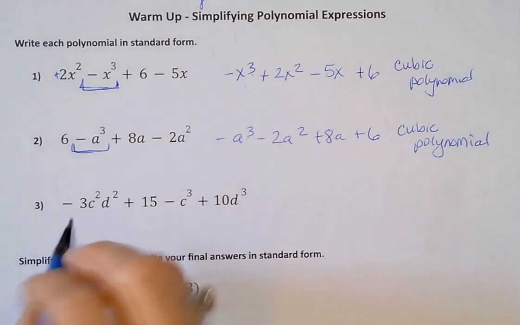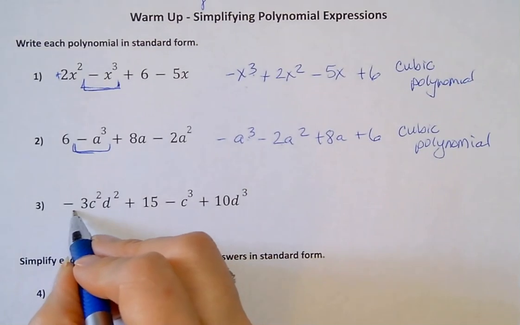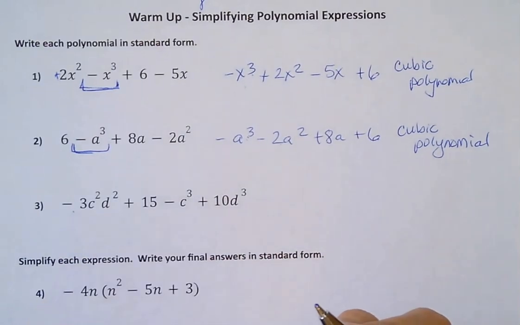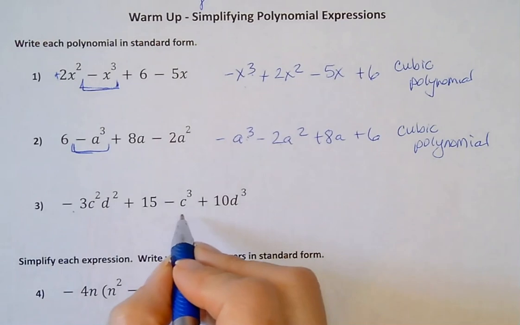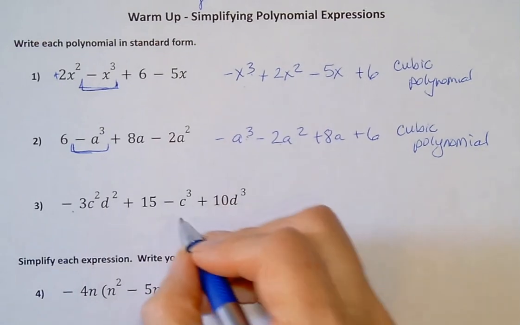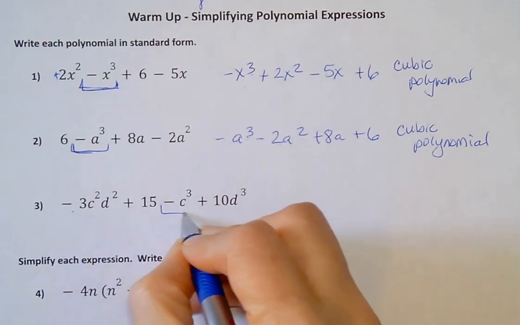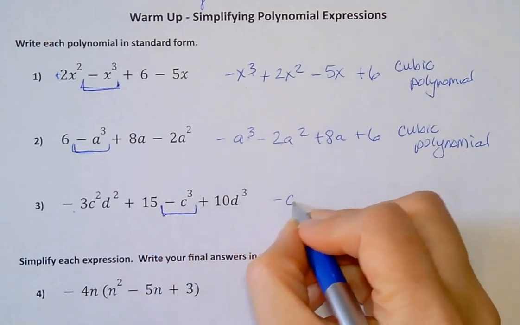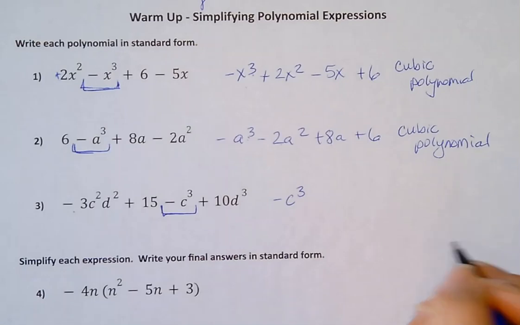Okay? All right. So here I have two different variables. I have a C and I have a D, so I am going to focus on the first letter in the alphabet that I see. So I'm going to focus on my C's. Okay, and so I have C cubed right here, but it's actually negative C cubed. That's going to be my first. So that's going to be negative C cubed.